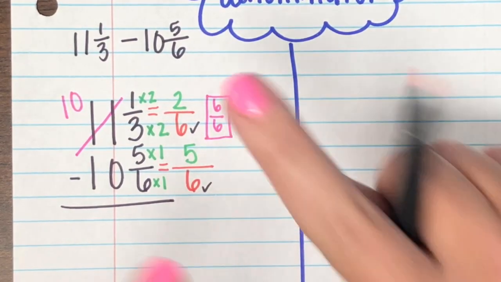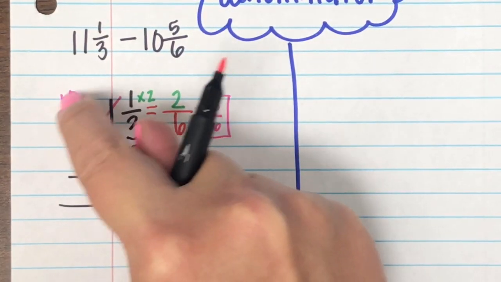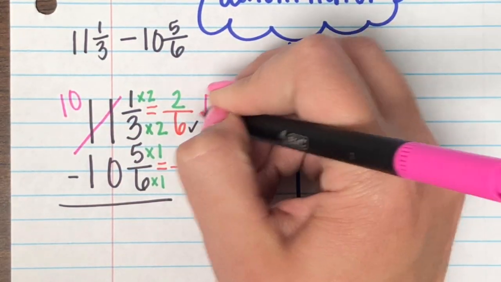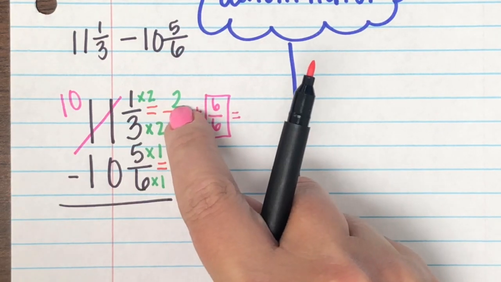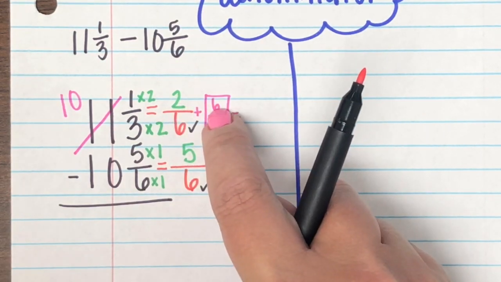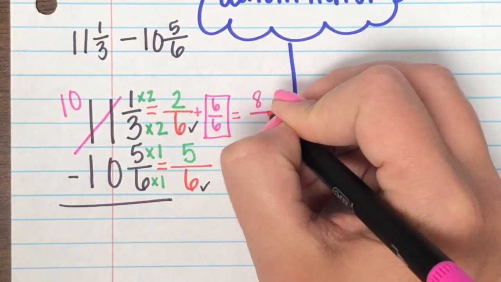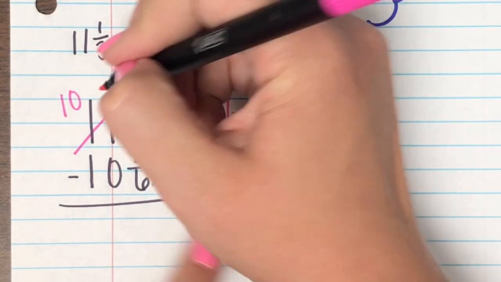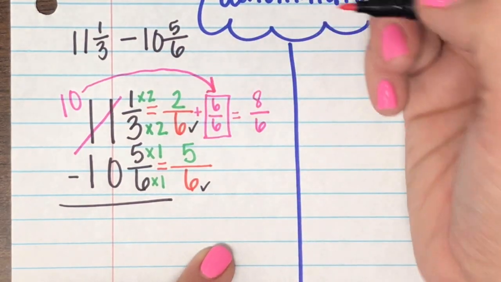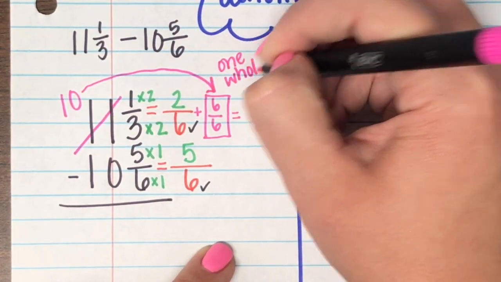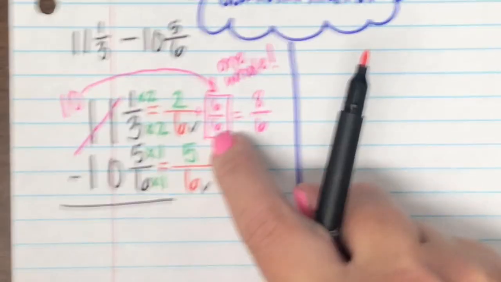6 divided by 6 is 1. That's the 1 that we borrowed, okay? To do that, that means I have to take the 2 I already had. I'm adding the 6 that I borrowed, and that means I have 8 now, okay? So I'm gonna put this right here so we have a little note. 1 whole. This is your 1 whole.